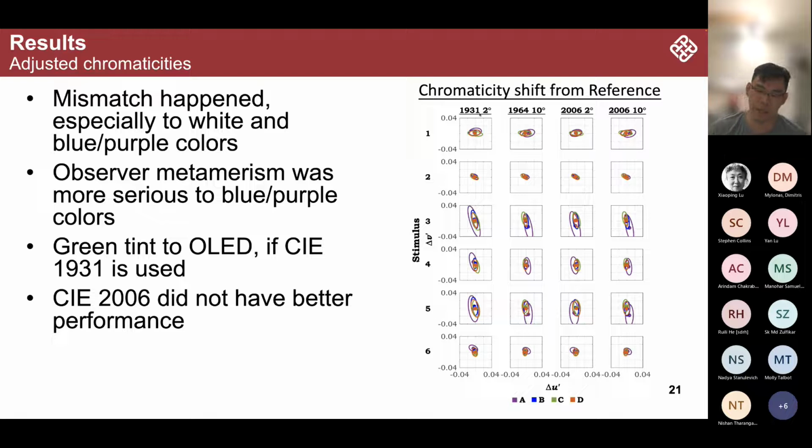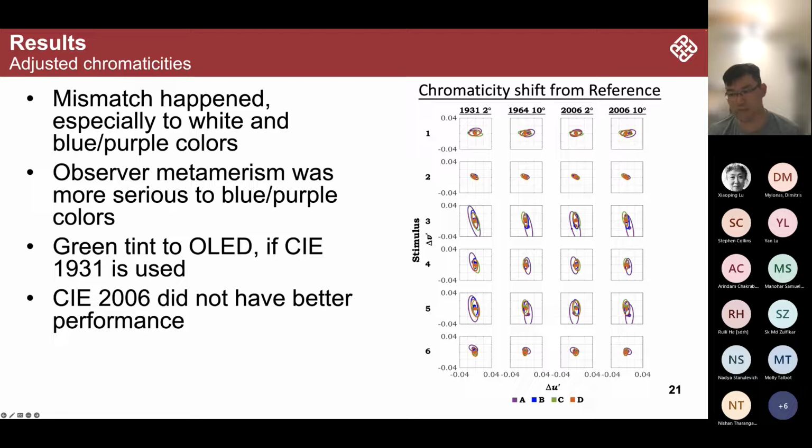And I believe this is a phenomenon many of you may already have experienced when looking at an OLED display. It's a little bit of a green tint or green shift. Which means CIE 1931 is really introducing a problem for OLED displays if we calibrate the display using this set of functions. And the other thing you can see is that even though we have newer color matching functions like the 2006 one, we are actually not making a lot of improvement.